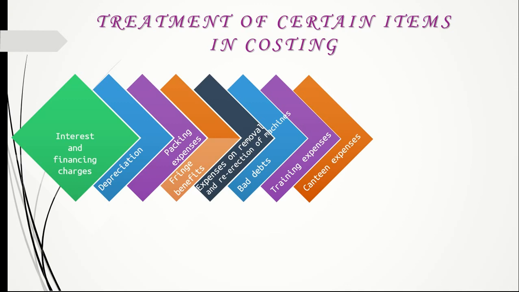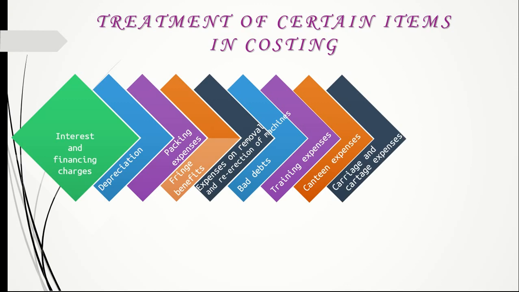8. Canteen expenses. The subsidy provided or expenses borne by the firm in running the canteen should be regarded as a production overhead. If the canteen is meant only for factory workers, then these expenses should be apportioned on the basis of the number of workers employed in each department. If office workers also take advantage of the canteen facility, a suitable share of the expenses should be treated as office overhead.